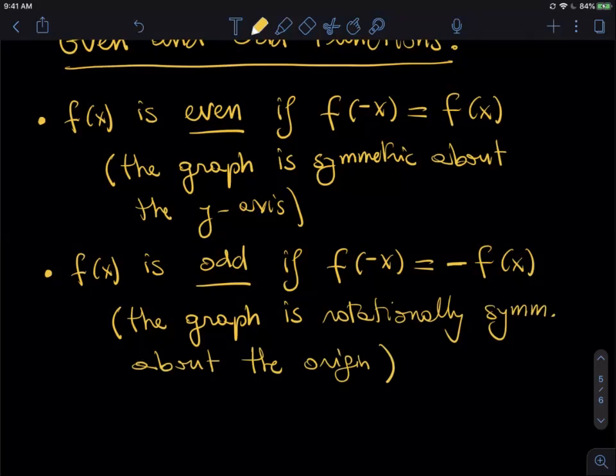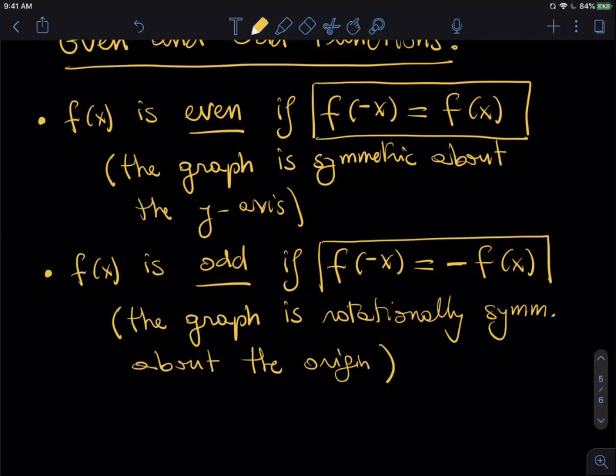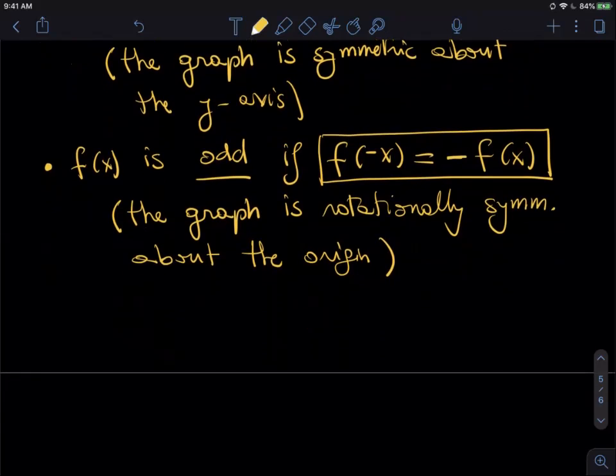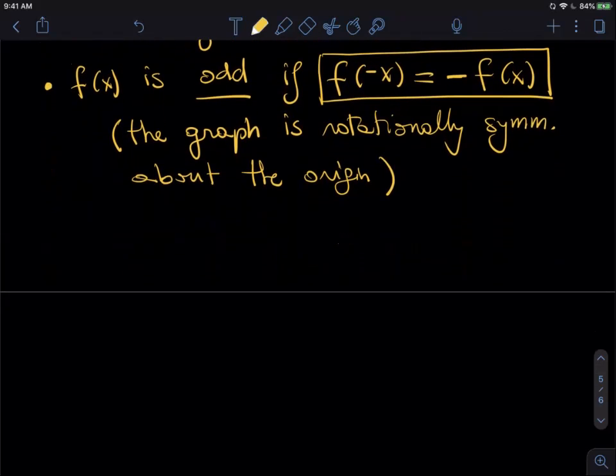Okay, so let's see some examples. Here, the key point in these definitions are these formulas here, the ones in the boxes: f of negative x equals f of x, or f of negative x equals negative f of x. Those are the ones we actually use as a definition. So let's see some easy examples.